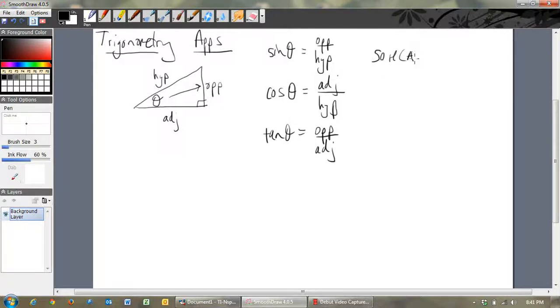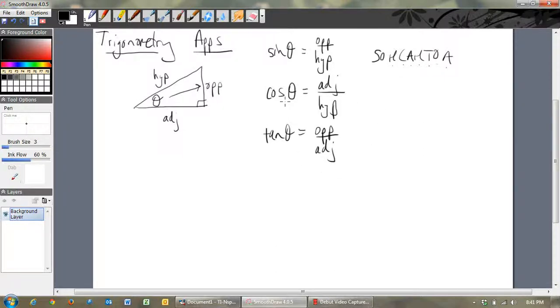And the shortcut to help you remember that is SOHCAHTOA. Sine equals opposite over hypotenuse, cos equals adjacent over hypotenuse, and tan equals opposite over adjacent, to help you remember those. And we can use these to solve a bunch of problems. So let's get into it now.